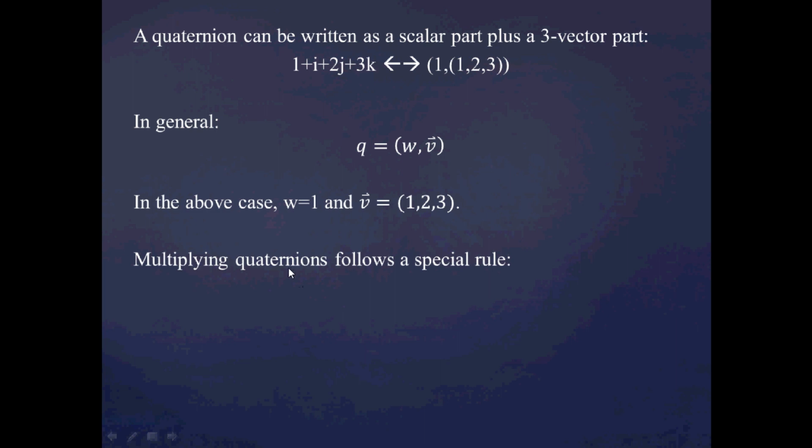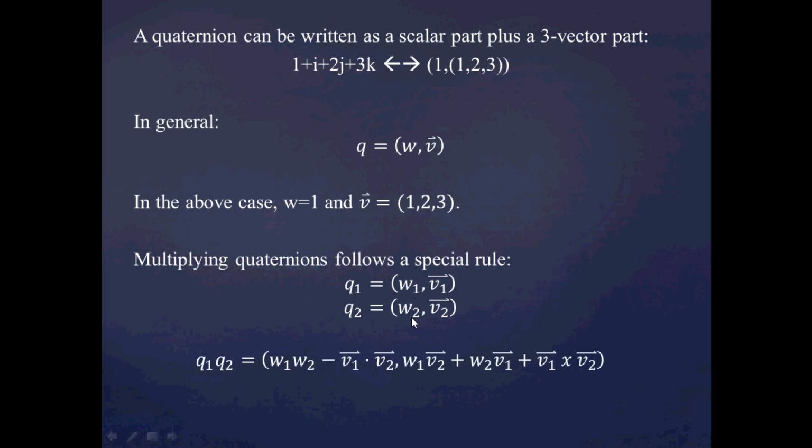And if you don't already know, multiplying quaternions follows a very special rule. If I have some quaternion, let's say Q1, which is given by W1, V1, and some other quaternion, Q2, which is given by W2, V2, the way in which I multiply Q1, Q2 is in the following way. The new scalar part is going to be given by W1 times W2 minus the dot product between V1 and V2. And the dot product, if you don't know that already, I encourage you to look that up.